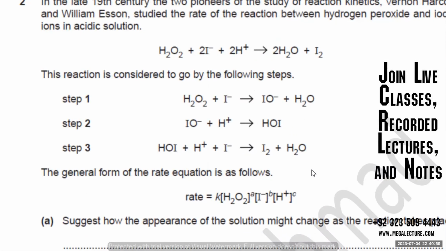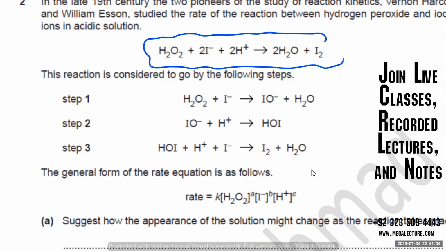This is the overall reaction, right? So that means the rate would be dependent on one of these three, right? And the three steps of the reaction are given. So let's say the second step is your slow step. Can you figure out the rate equation or the relationship? Like what would be the values of A, B, and C?